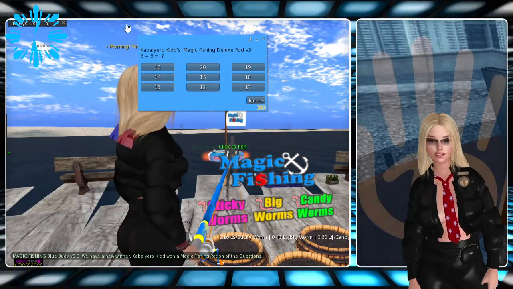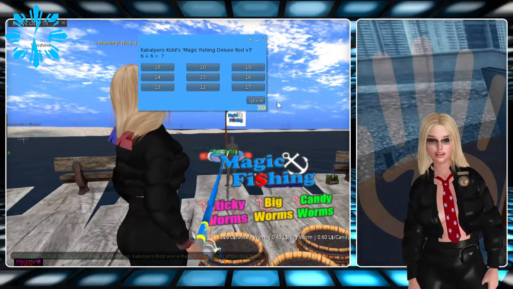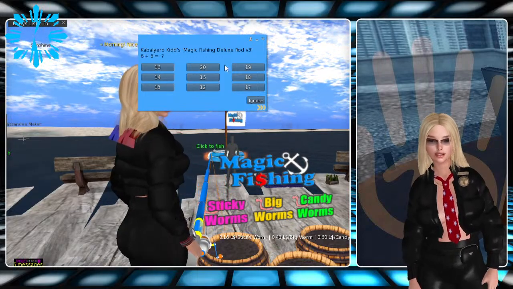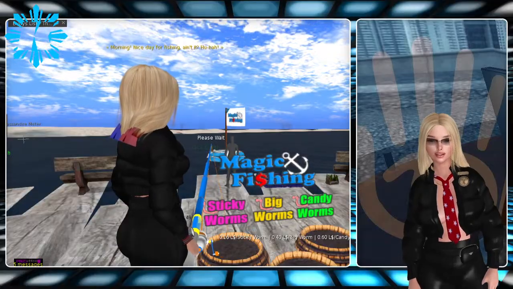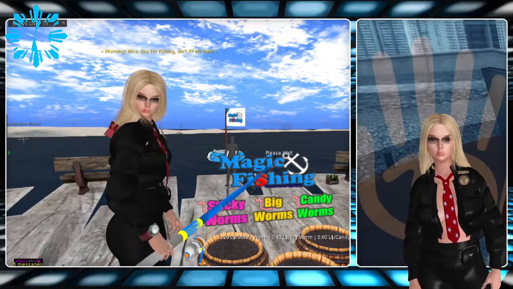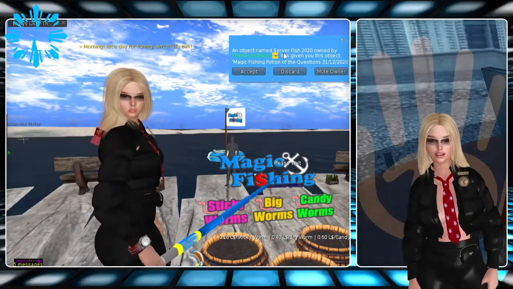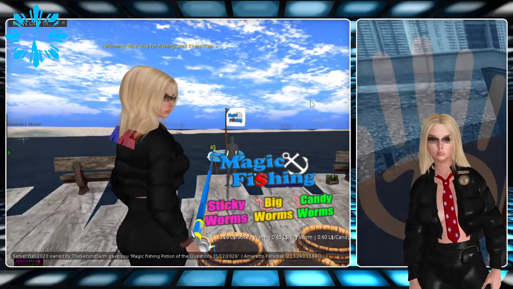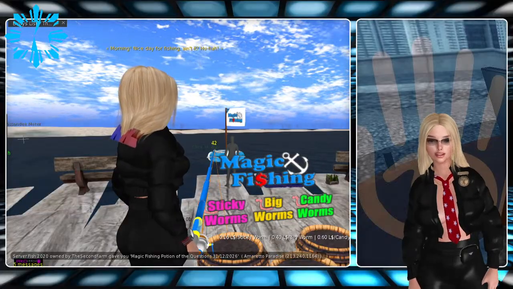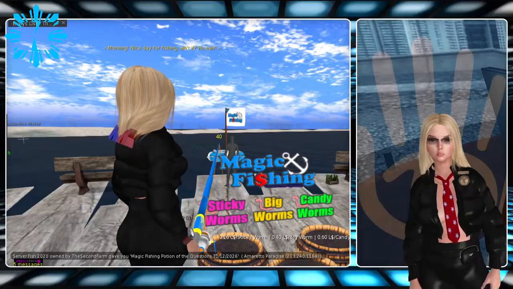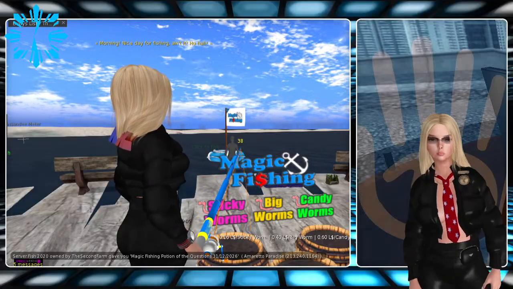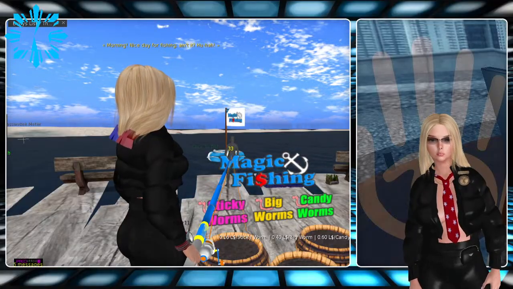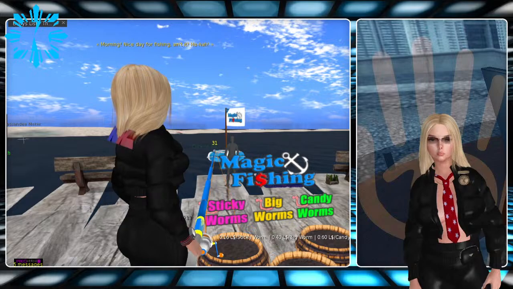Look at this. So this is the anti-bot, anti-AFK system. It will ask you a question like 6 plus 6, and then you'll click on the answer. And I also got this. Look at that. Magic Fishing potion of questions. Those potions, they do expire. You'll need to use them 10 minutes after getting them. If not, you won't be able to use them again.